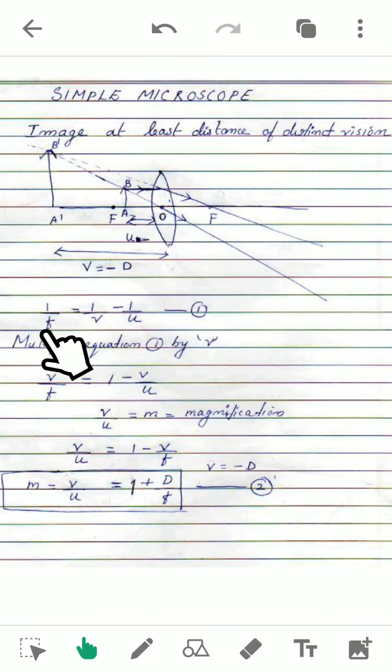Now you know the formula, 1 by f is equal to 1 by v minus 1 by u. Multiply this equation by v. So you will get v by f is equal to 1 minus v by u. V by u, that is the magnification, that is the image distance upon the object distance. That is v by u is equal to 1 minus v by f. Then we will put the value of v here, that is v is equal to minus d. According to sign convention, the measured distance will be v, that is minus d only, because the distance measured is opposite to the direction of the incident ray. Now put the value and we got the answer. Magnification m is equal to 1 plus d by f.